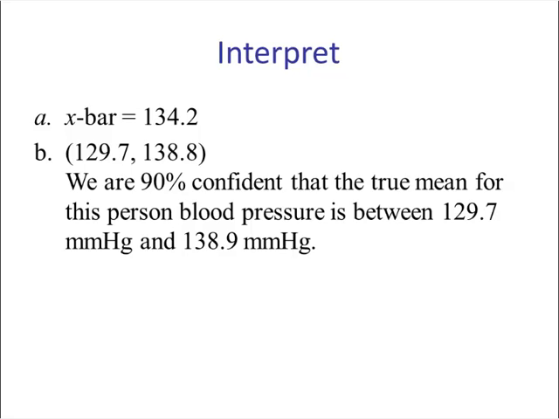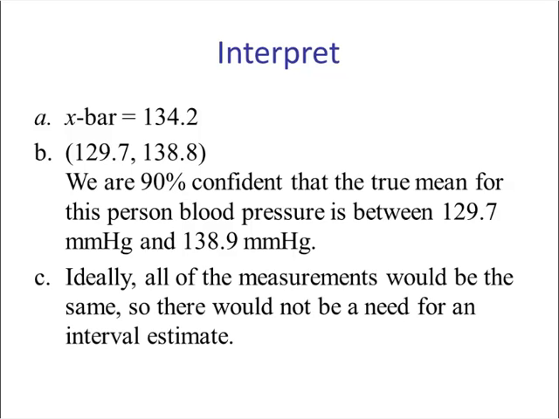To interpret this, we'd say we're 90% confident that the true population mean for this person's blood pressure is between 129.7 millimeters of mercury and 138.9 millimeters of mercury. Ideally all the measurements would be the same, so there'd be no need for a confidence interval. But we can expect natural variation to happen when different people are drawing blood pressure.